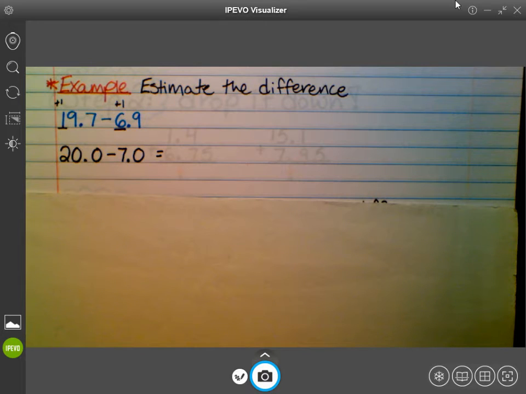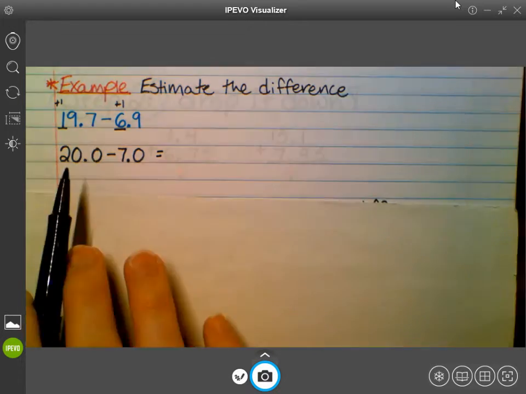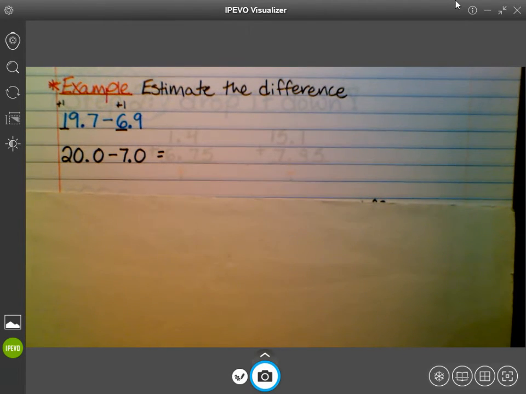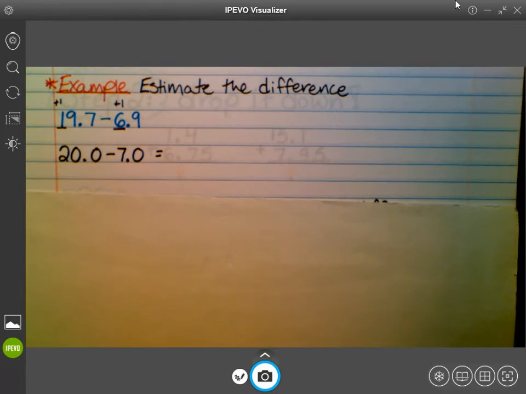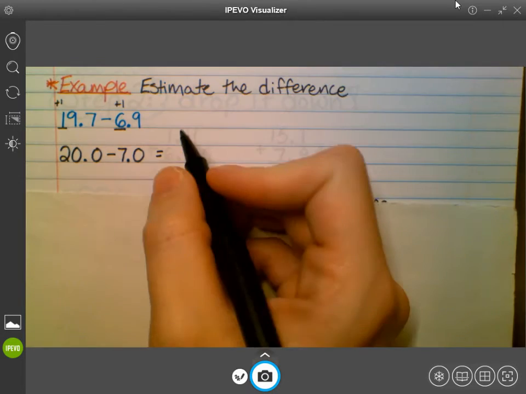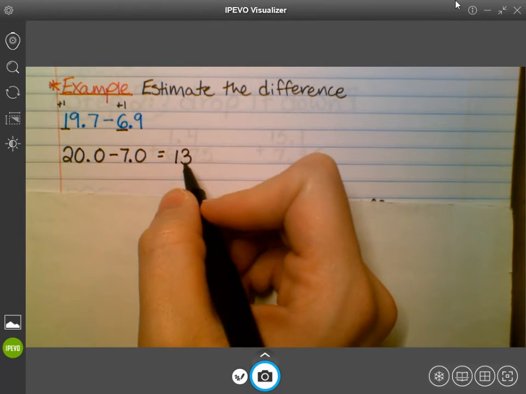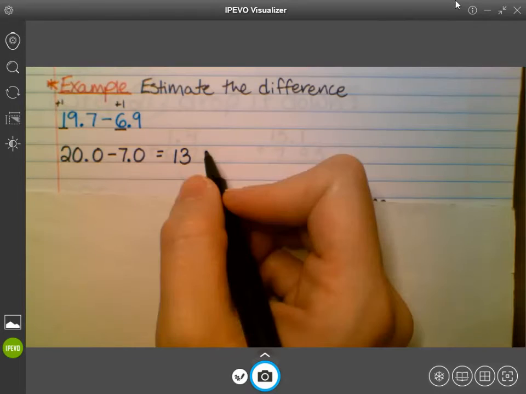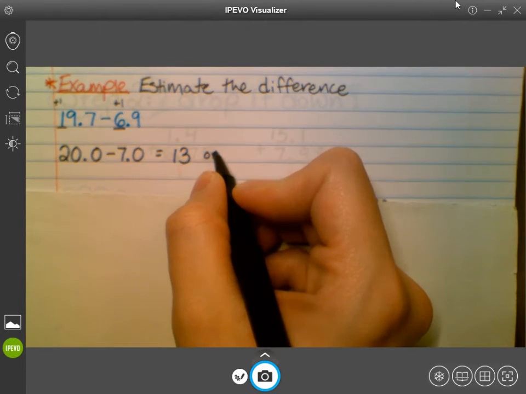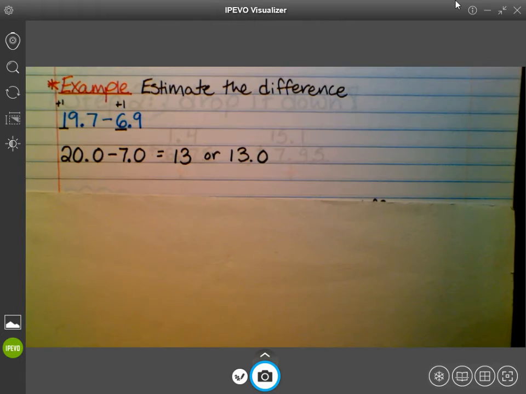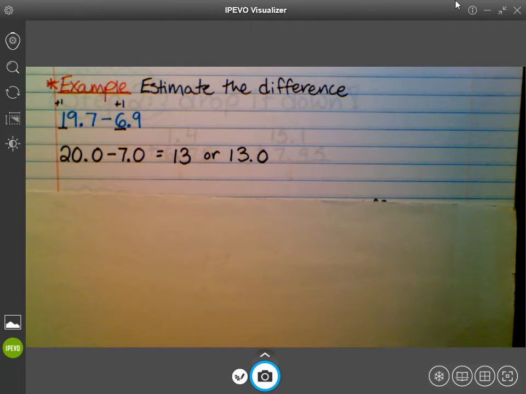Exactly. So this is just like the whole number 20. That's the whole number 7. All right, on the count of 3, let's say the answer together. 1, 2, 3. It is 13. You could have written it like this, or you could have written it like this. 0 tenths.